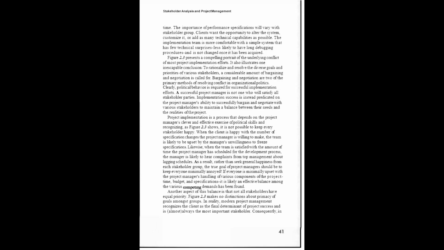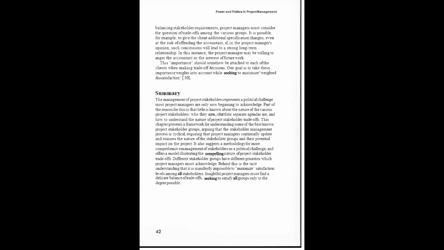Another aspect of this balance is that not all stakeholders have equal priority. Figure 2.3 makes no distinction about primacy of goals amongst groups. In reality, modern project management recognizes the client as the final determinant of project success and almost always the most important stakeholder. Consequently, in balancing stakeholder requirements, the project manager must consider the question of trade-offs amongst the various groups.